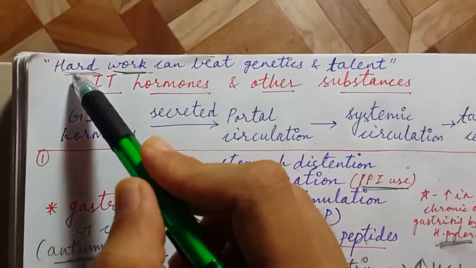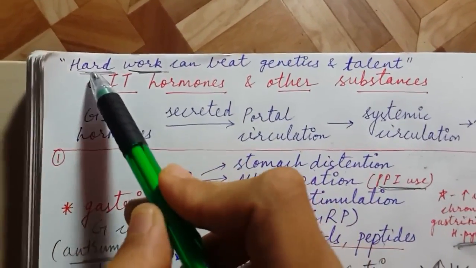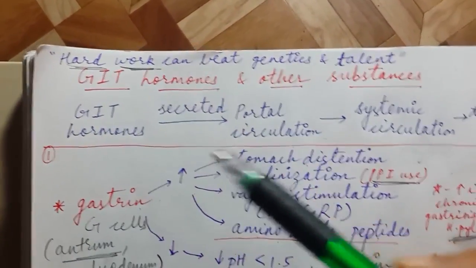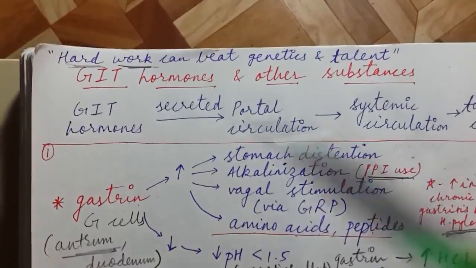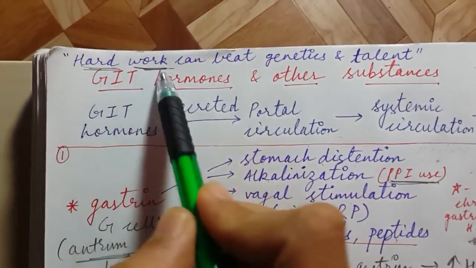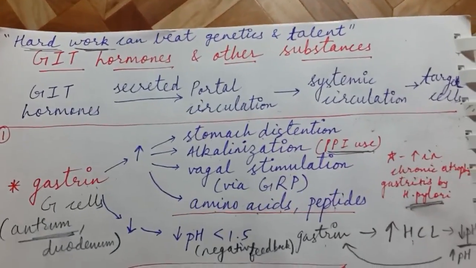Before starting that, let's read this quote. The quote is, hard work can beat genetics and talent. Okay, so if you are a mediocre student, then don't worry, this is the option for you to score 260. Okay, hard work. So let's start the discussion.